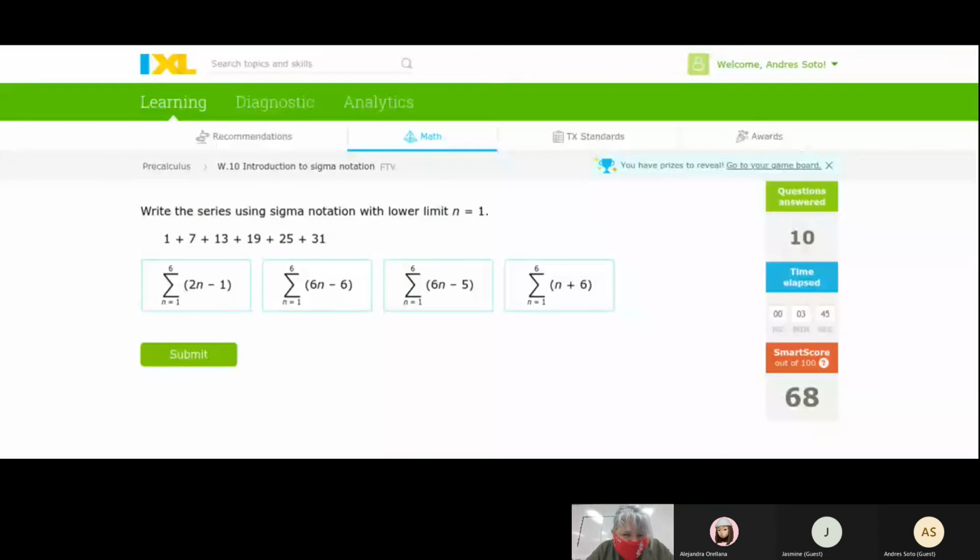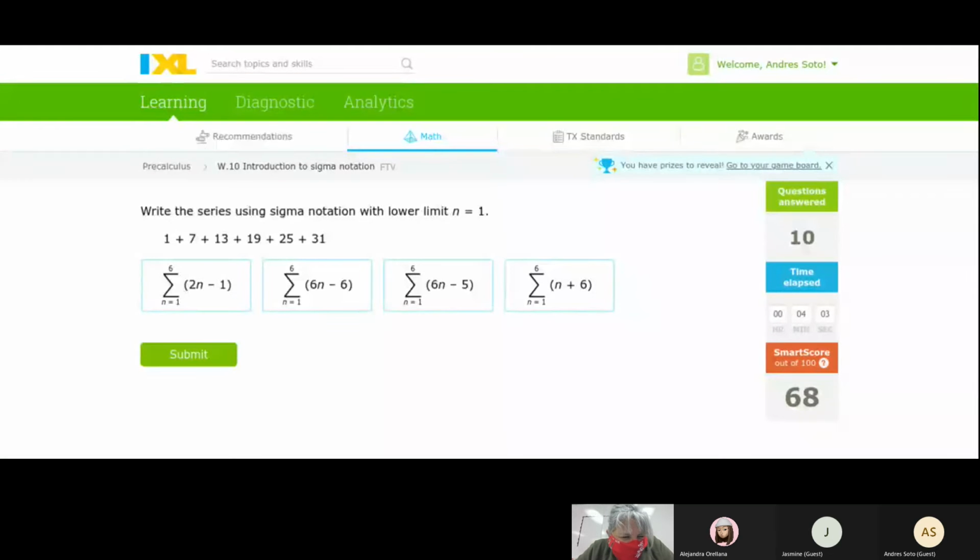Okay, these are the ones that are more difficult. It has a lower limit of 1. So as you can see, all of these have a lower limit of 1. So you can't cross any of them off as a distractor.